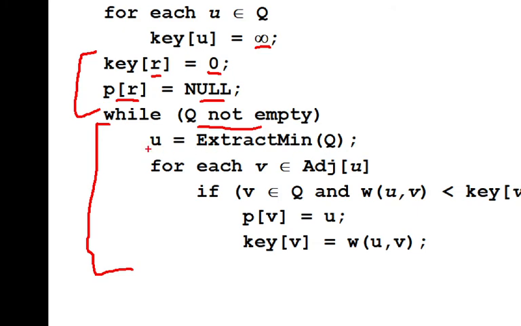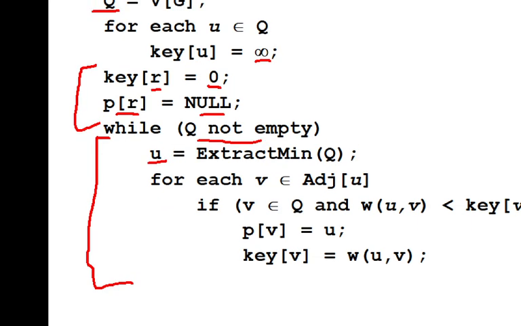And it stores it in the variable u. And remember what we did, we put infinity as the key in all the nodes, and only the root node had 0 value. So among all of these values, 0 was the minimum, which was with the root, so obviously the root is going to be extracted here, right?